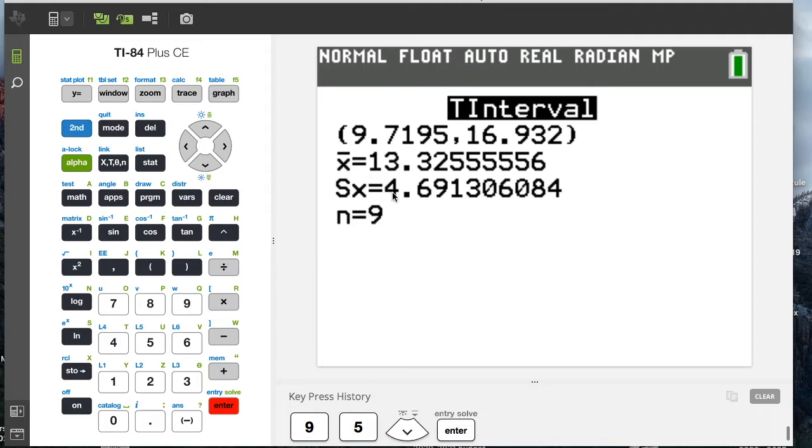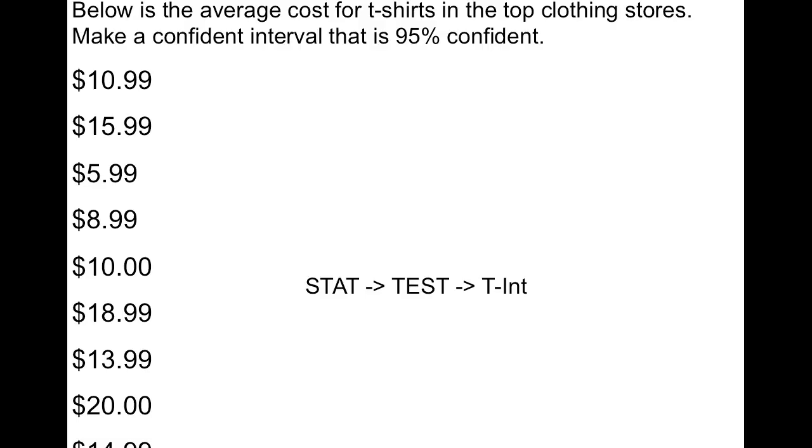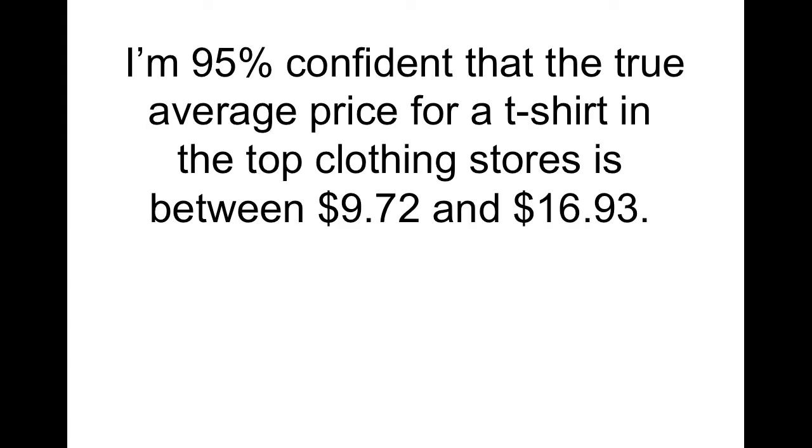And just like before, it gives us some information. It tells us our average, our standard deviation, and our n, which we're not going to be using too much of. The important part is our interval. 9.7195, 16.932. That's the interval for the average cost for a t-shirt. So if I go back to my problem here, your statement, very similar to what it was before. Make sure you have your confidence level, the variable, you're telling me it's an average or a mean, and the interval itself. I'm 95% confident that the true average price for a t-shirt in the top clothing stores is between $9.72 and $16.93. And I round to 2 decimal places because we're talking about money.